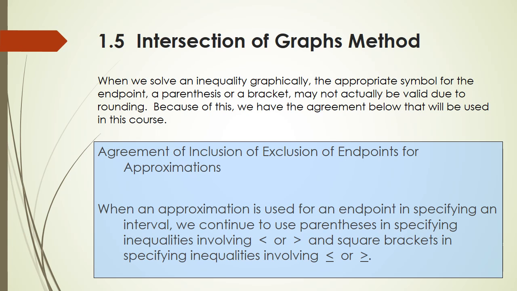It says that when an approximation is used for an endpoint, like we have to do sometimes with graphing, in specifying an interval, we will continue to use parentheses in specifying inequalities involving greater than or less than, and square brackets specifying inequalities involving less than or equal to or greater than or equal to. What this is saying is that use whatever the inequality symbol dictates, even if you have to round. So even though you had to round the number because it had a greater than or equal to or a less than or equal to, go ahead and use a bracket there.